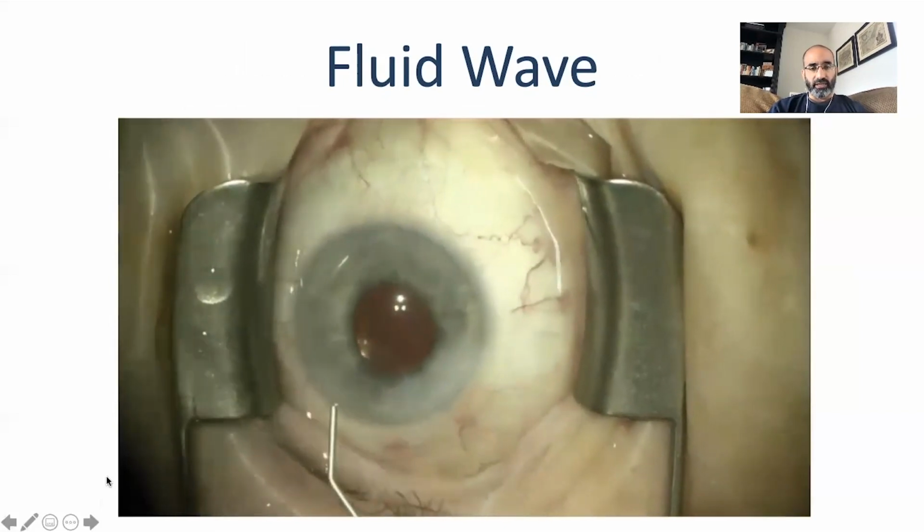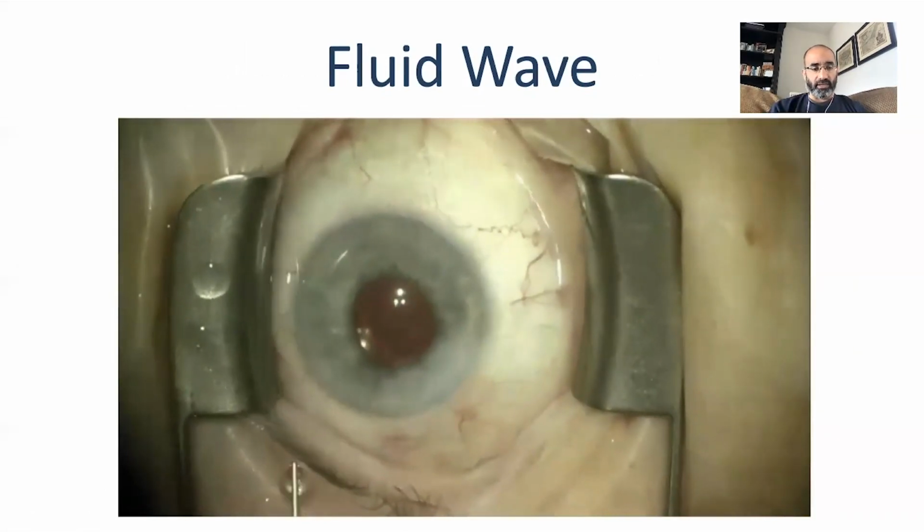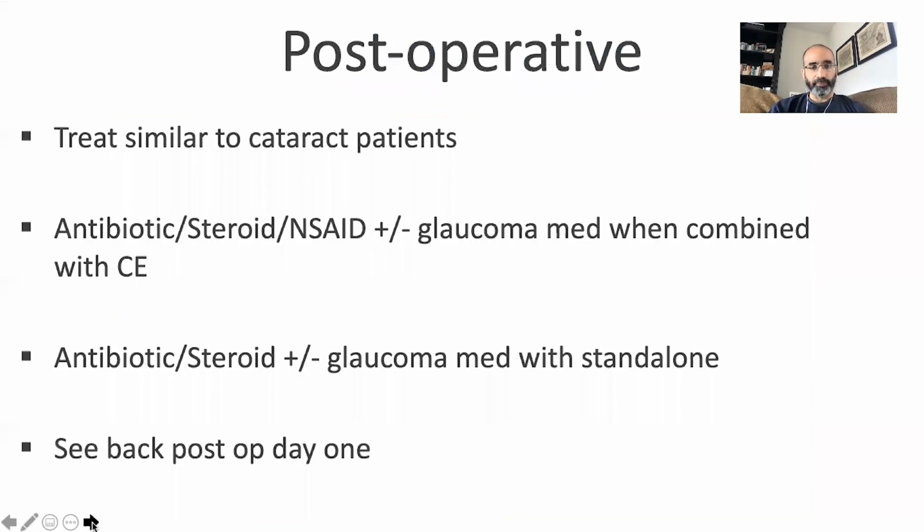It just gives you an idea of how the anterior chamber is now connected to the collector channels, and it is a nice sign to verify that you've done what you're aiming to do.